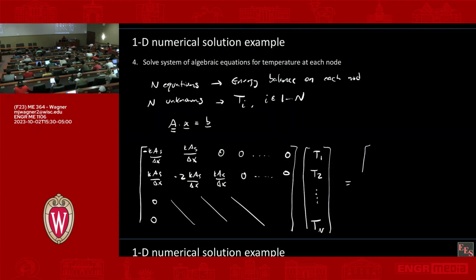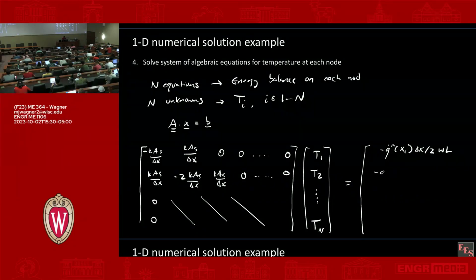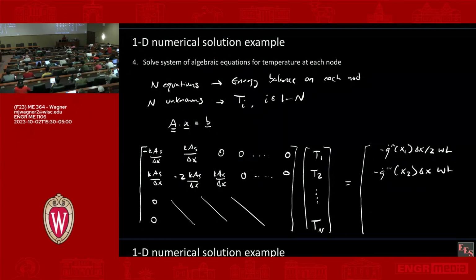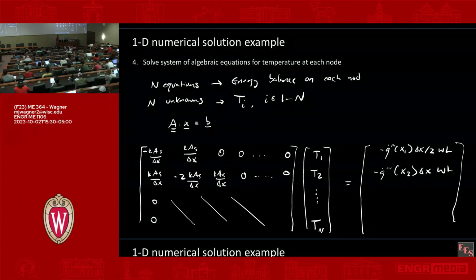So for, I think, the problem we were going through, it might look something like minus g dot triple prime at x1, delta x over 2 times w times L. Then for row 2, it might be minus g dot triple prime x2, then delta x w L, right? So you can see that we're taking into account the volume that's changing, right? The nodes are slightly different. But basically, you just fill out this matrix and you have to invert it.